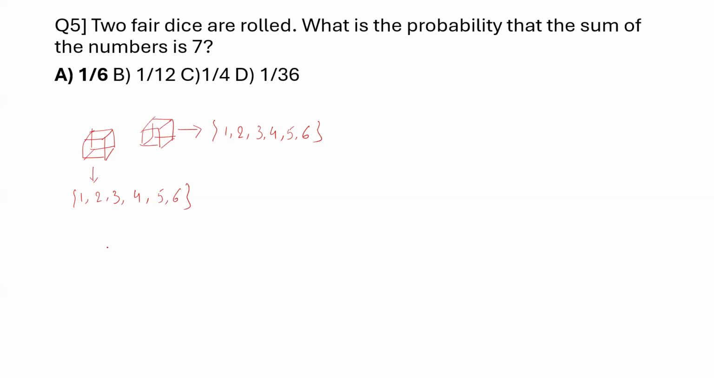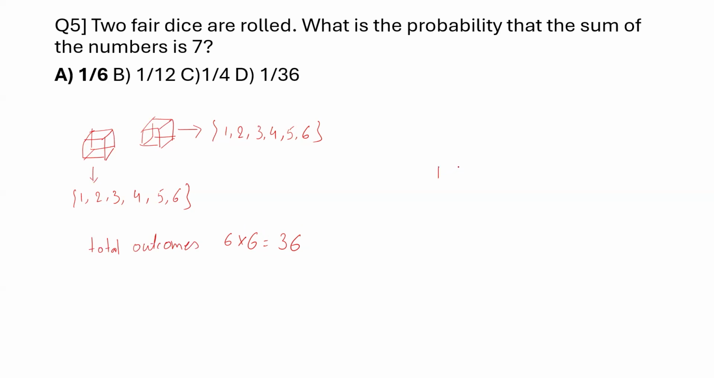If you roll two dice together, total outcomes are 6 into 6, that means 36, because the first die can land on one, and the other die can have these six possibilities. Again, the first die can land on two, and the other die again has these many possibilities. So total outcomes are 36. Now you are interested in the sum of the numbers being equal to 7.